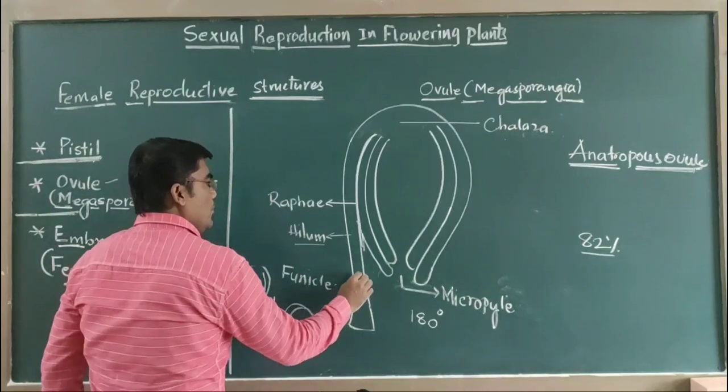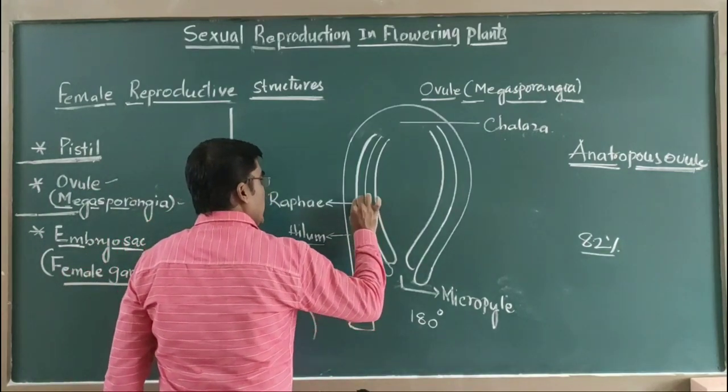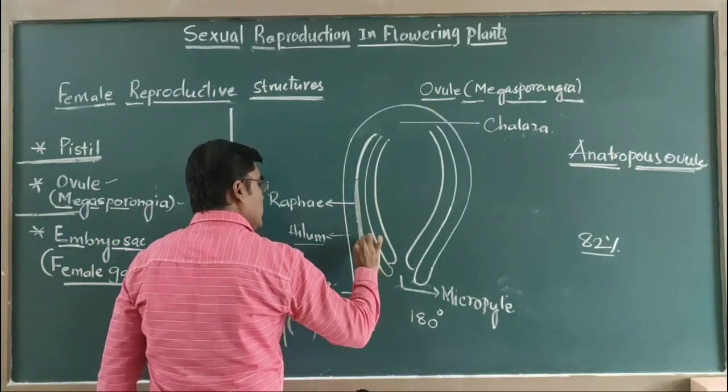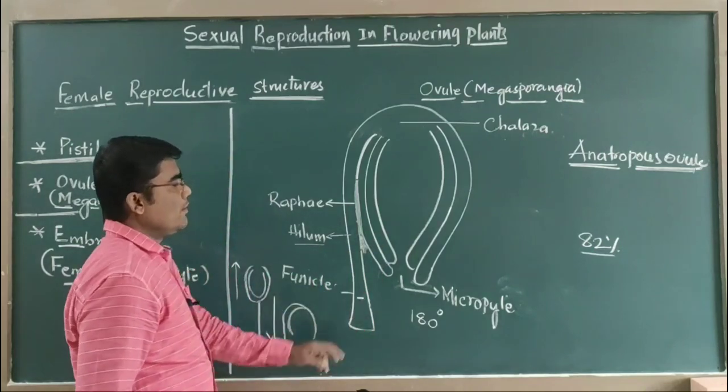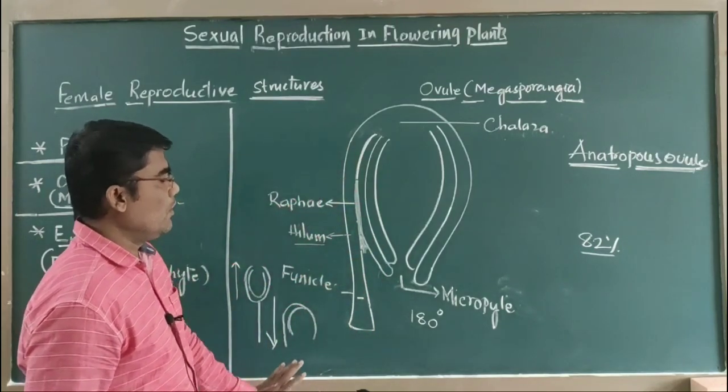Due to the downward movement of this ovule, funicle is fused with the body of the ovule by producing raphe. This is called Anatropous ovule.